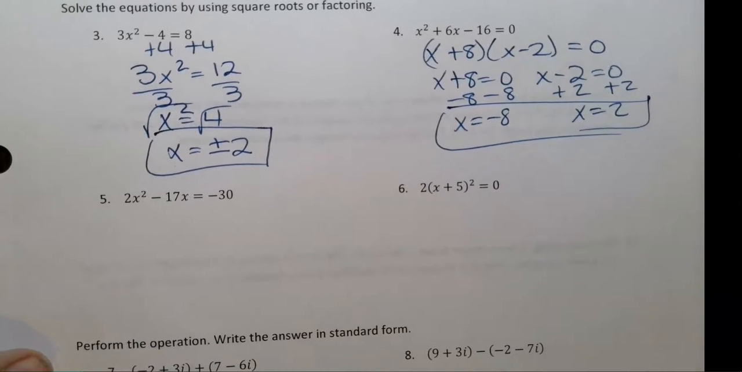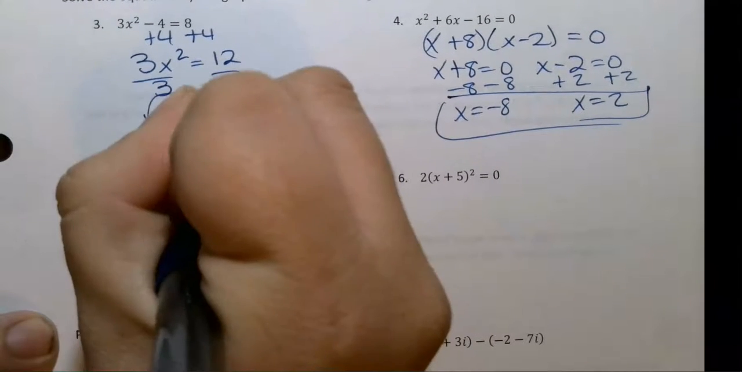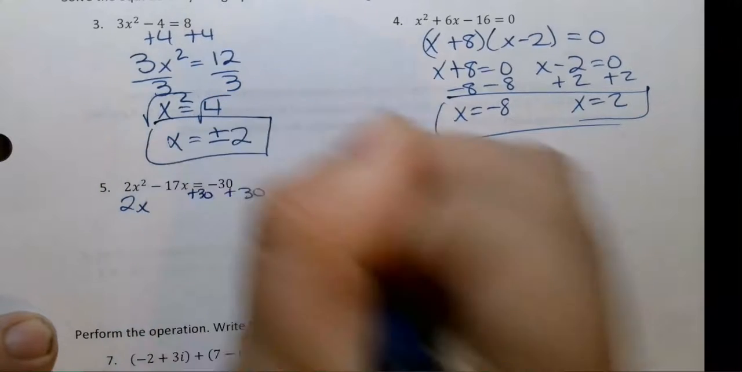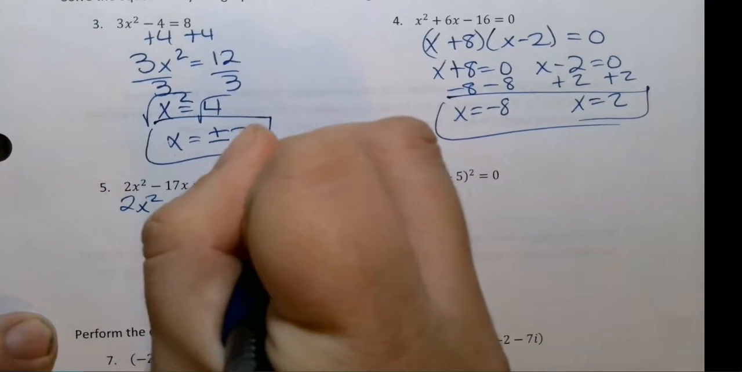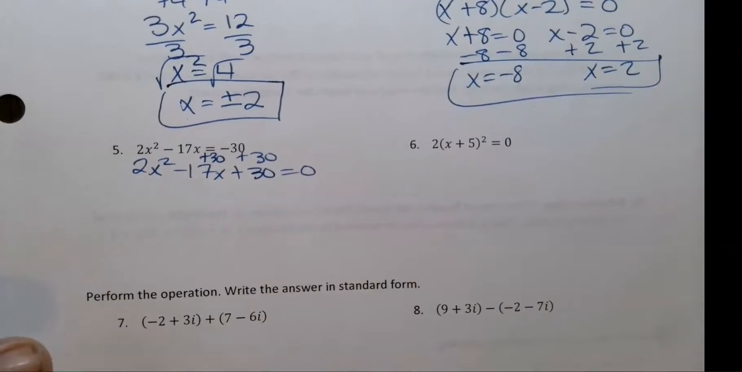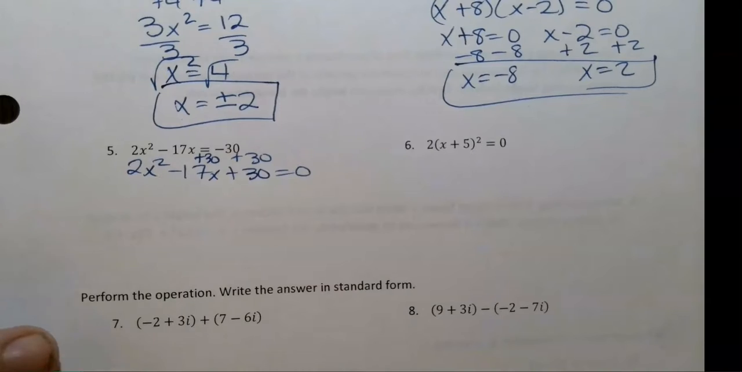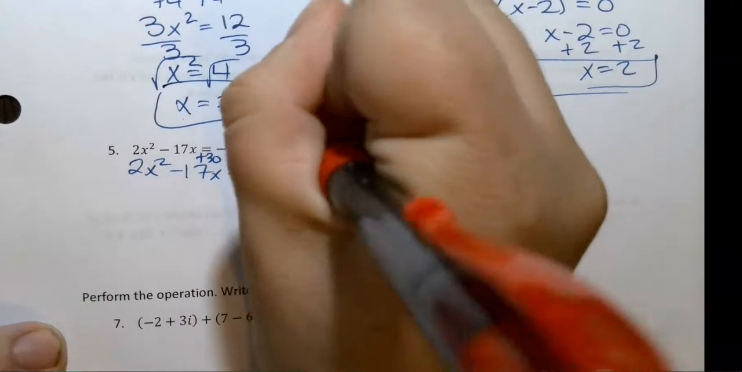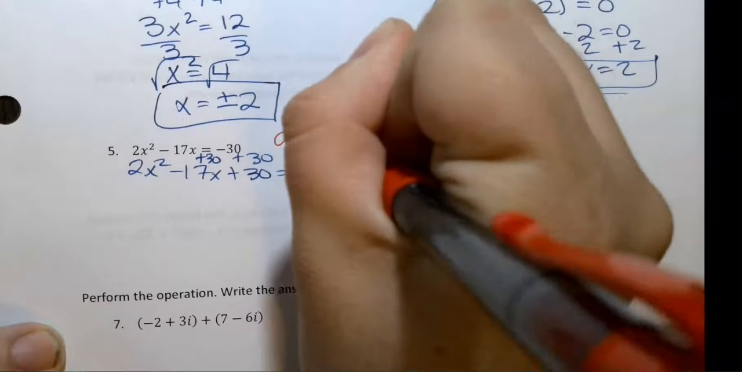Number 5, I am going to factor, but first I need it equal to 0. So I want to add 30 to both sides. I'm going to have 2x squared minus 17x plus 30 equals 0. Since I have an a term here, what I want to do is I'm going to use the AC method. So I'm going to write out what my a, b, and c are. A is 2, b is negative 17, and c is 30.